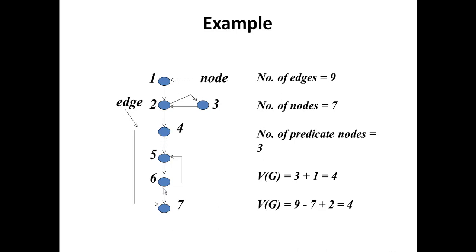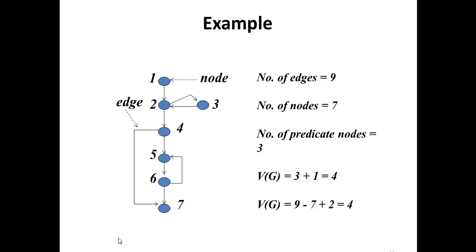The third predicate node is node number 6, because node 6 is also responsible for changing the route. From 6 I can go straight to 7, or 6 can take me back to node number 5, and then again I will need to come to 6. So 6 is also a predicate node. The number of predicate nodes is 3, plus 1, and that gives me the number of independent paths in this particular graph.